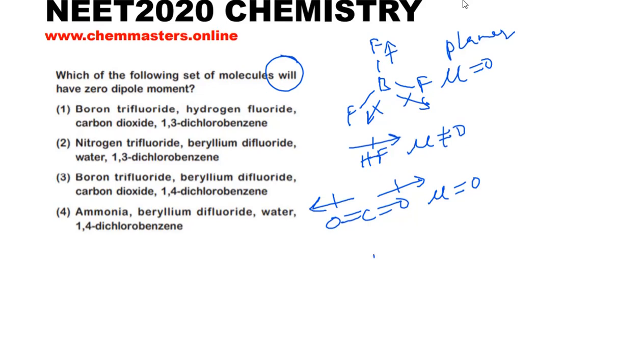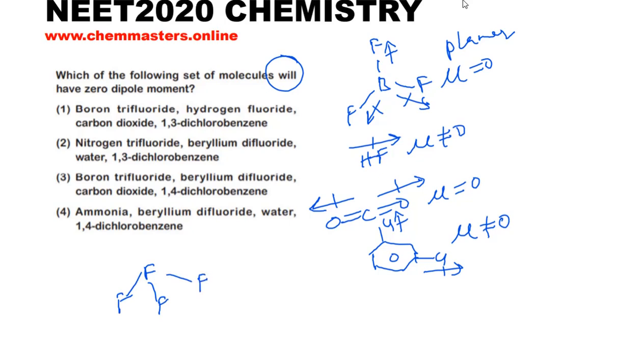Now just look at 1,3-dichlorobenzene. On this you can see the vectors are not cancelling each other. That's why the dipole moment is not equal to 0 for it. And the next one, NF3. Here NF3 is in pyramidal shape with the lone pair of electrons on nitrogen. In this case, one vector moves towards the lone pair of electrons, and the other three vectors move towards the more electronegative fluorines. That's why the dipole moment is also not equal to 0 for NF3.